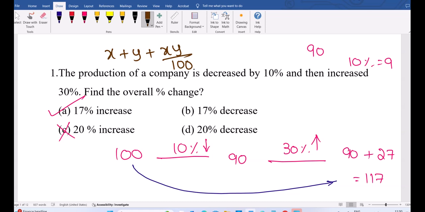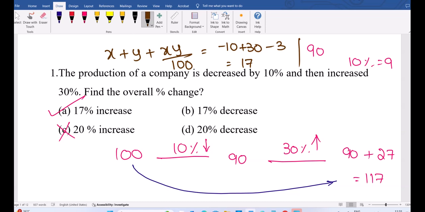In x plus y plus xy by 100, we take positive if it is an increase, and negative if it is a decrease. Let us say x is 10% decrease, so minus 10 we have to use. y is plus 30, a 30% increase. You can substitute that in this formula also. Minus 10 plus 30, and minus 10 into 30 is minus 300, divided by 100 gives minus 3. You can observe 20 minus 3, 17. So 17%.